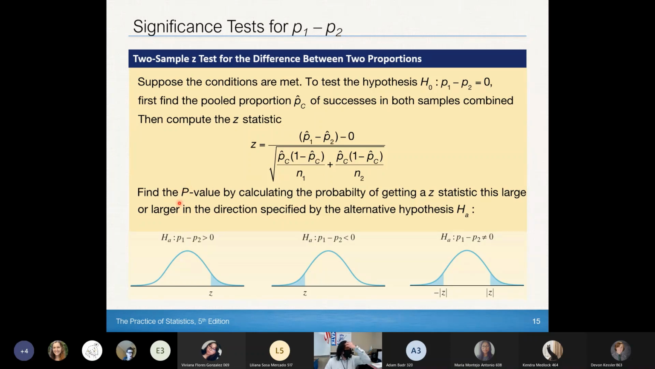We then find the p-value by calculating the probability of getting a z statistic this large or larger in the direction specified by the alternative hypothesis H sub a. If the alternative is that it is greater than 0, we find the proportion under the curve greater than that z value. If it is less than 0, then we find the proportion to the left of that z value. And if we are two-sided, we find the proportion greater than the positive z value or less than the negative z value, and then we multiply it by 2 to get the whole thing.